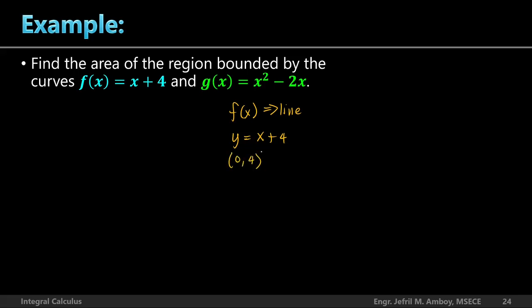0, 4. Now, balikan natin. Ang gawin naman nating 0 is yung y. Ano ang value ng x? Kapag itong y ay 0, itong x magiging negative 4. So, that will give us another point, negative 4 and 0. Diba? Madali lang. Now, how about g of x?